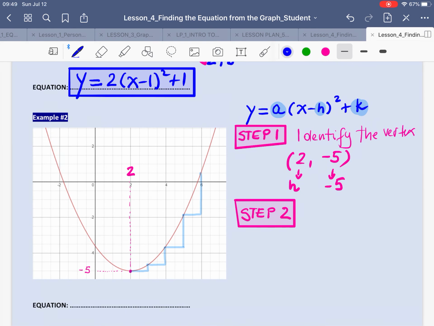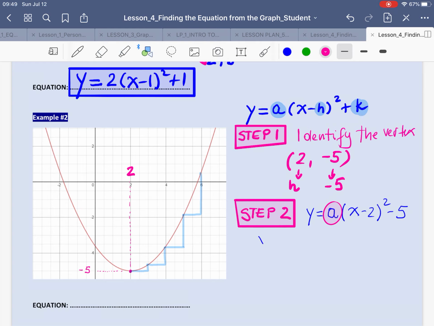You're going to write the equation that you have built so far. So y equals, we don't know a yet, so you write a, and then x minus 2, because you know that the value of h is positive 2, squared, and you know that the value of k is negative 5, so minus 5. And then we're thinking, okay, so what's my unknown at this point in time? My unknown is the coefficient a.